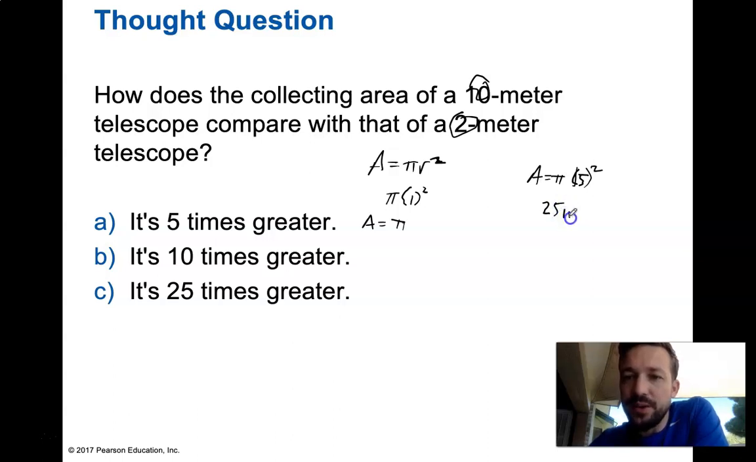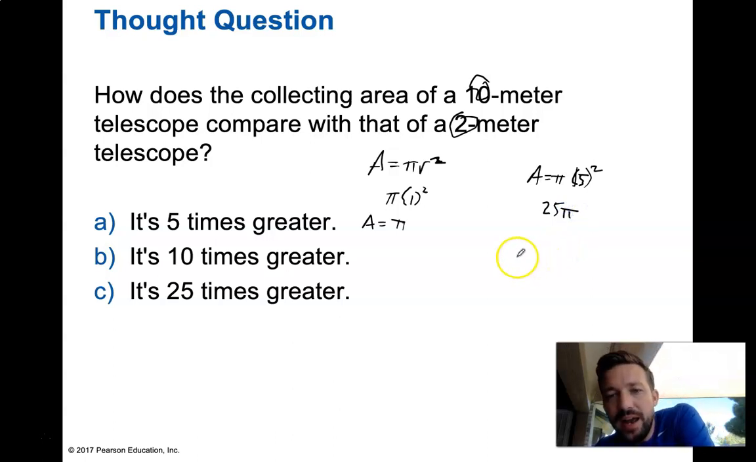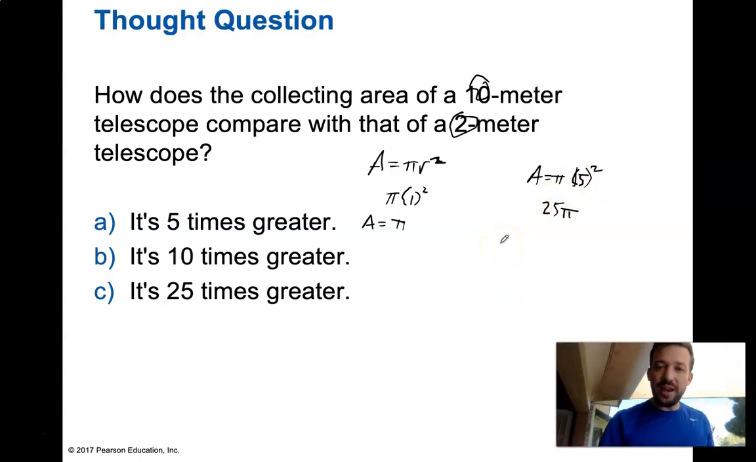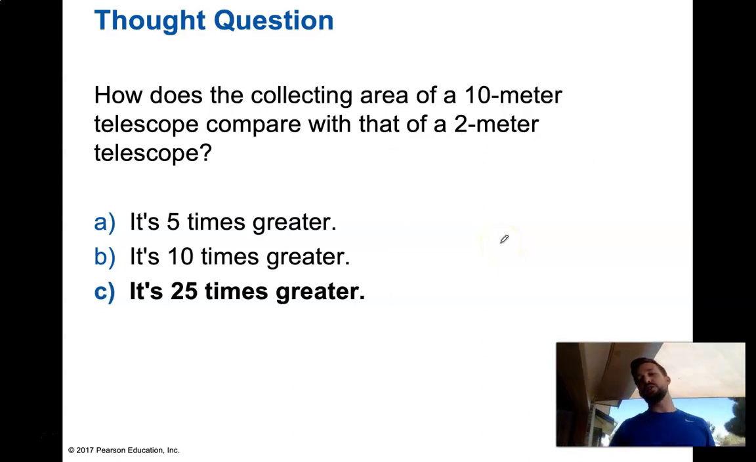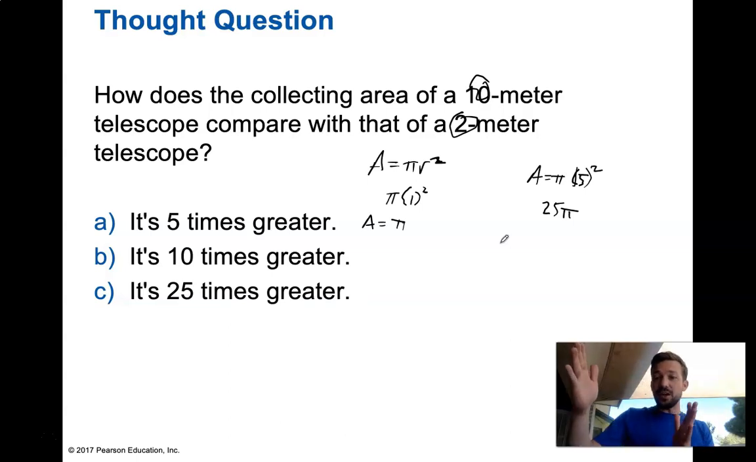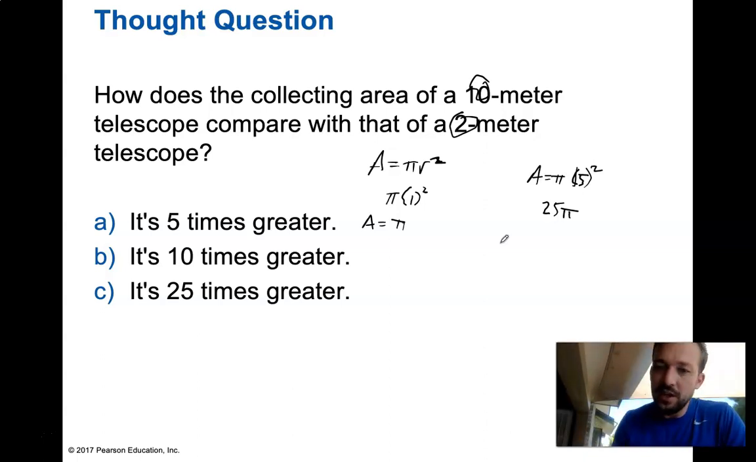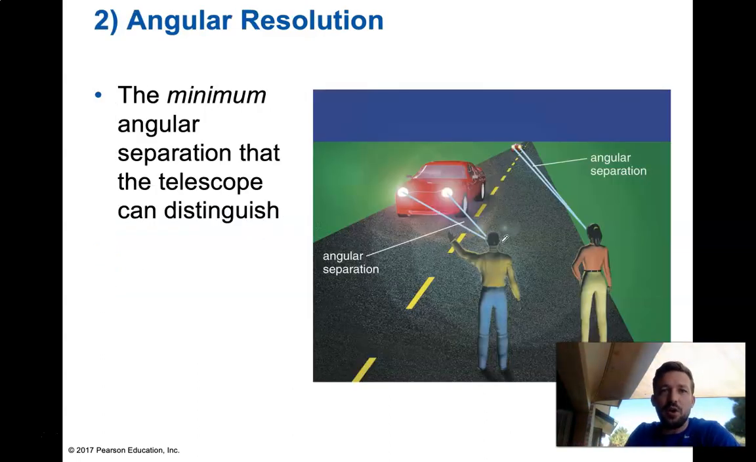My pen's not working very fast. Okay, 25 pi. The area of the small one is pi. The area of the large one is 25 pi. That means the large one is 25 times greater than the smaller one. So it is 5 times bigger and 25 times better at seeing light, the light collecting area. The bigger you make it, the much better it is. So let's keep going.